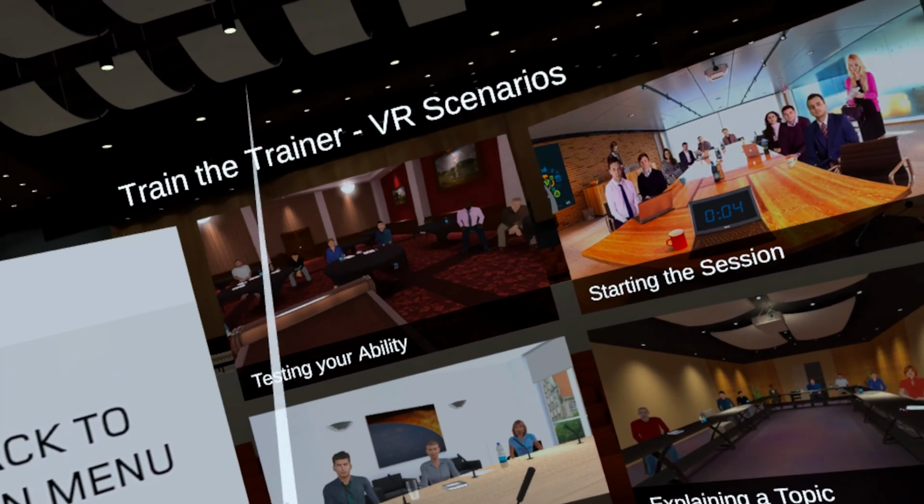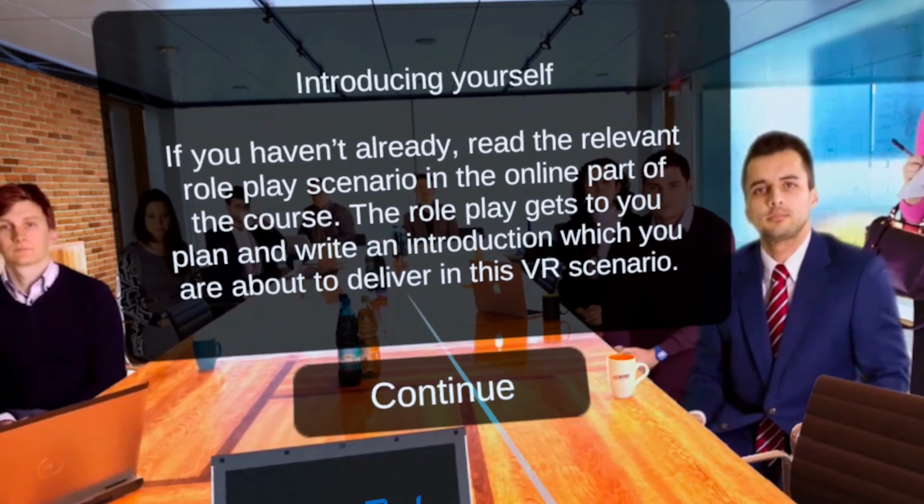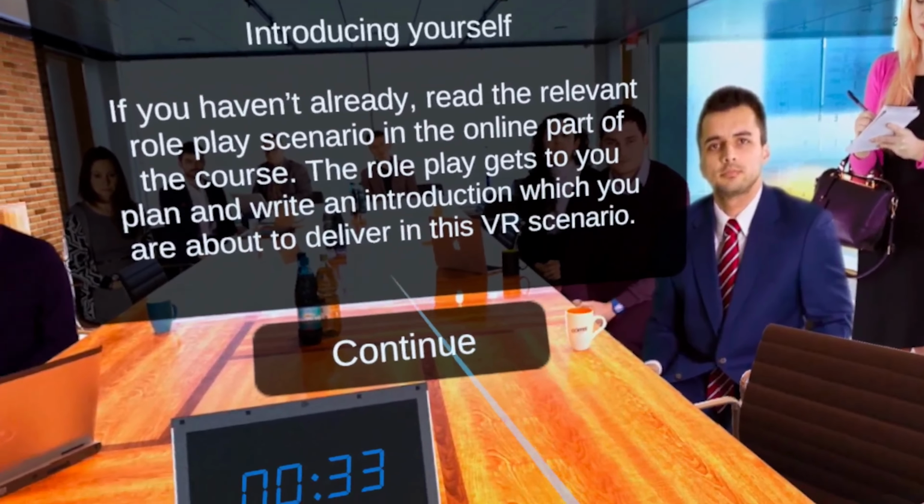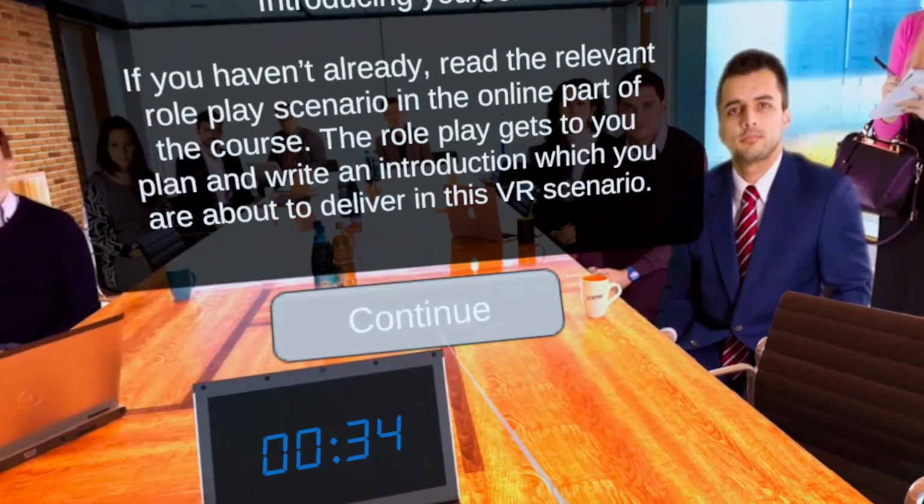Now next up in the Train the Trainer module, we've got starting the session. If you haven't already, read the relevant roleplay scenario in the online part of the course. So again, all of these exercises that I'm showing are actually accompanied by some material online. It is important. Some of these are directly correlated and you need to actually reference that material. It gives you a plan and asks you to write an introduction about what you are going to deliver in this VR scenario. I didn't do any of that work, so I'm not too sure what to present in this VR scenario, but that is all right.